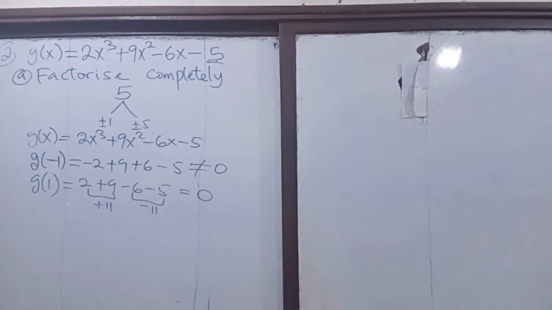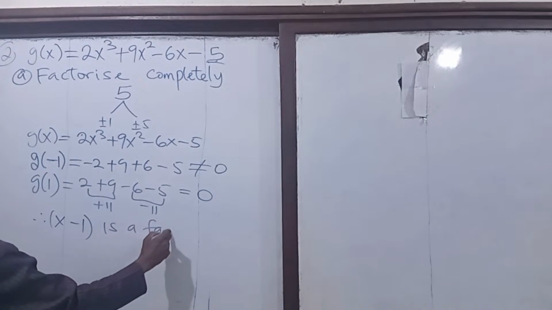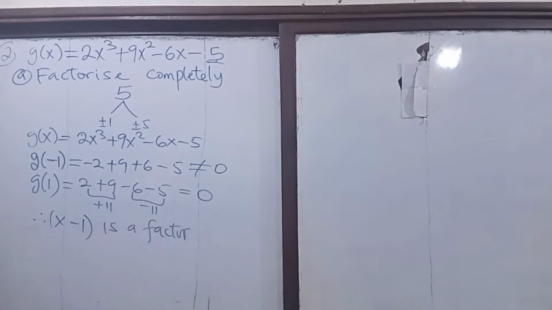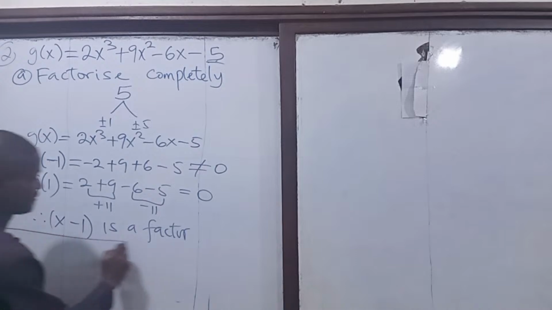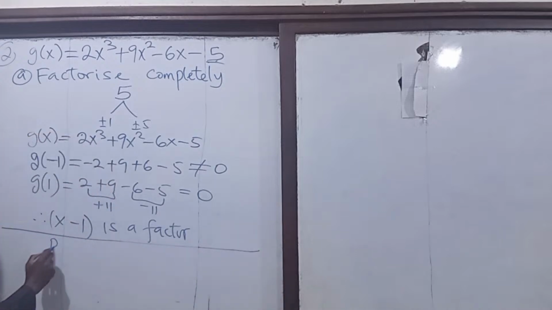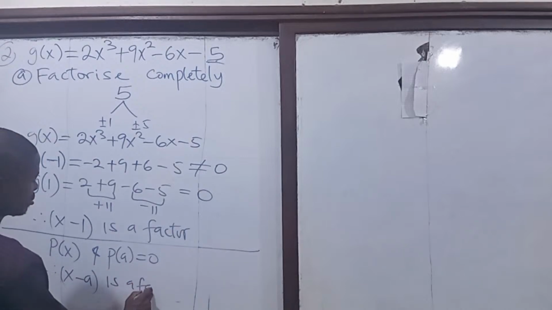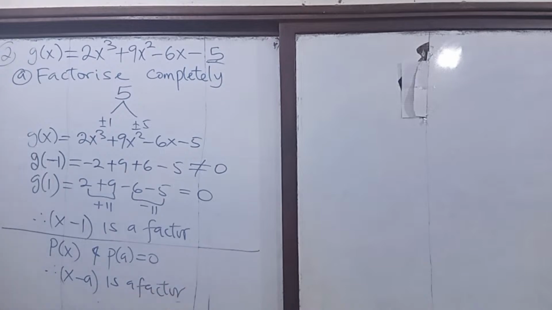Okay, if this is equal to 0, according to the Factor Theorem, therefore x minus 1 is a factor. Don't forget what I said from the factor theorem, that we have a polynomial p, and if p of a is equal to 0, therefore x minus a is a factor. So that's what we have done in that case.